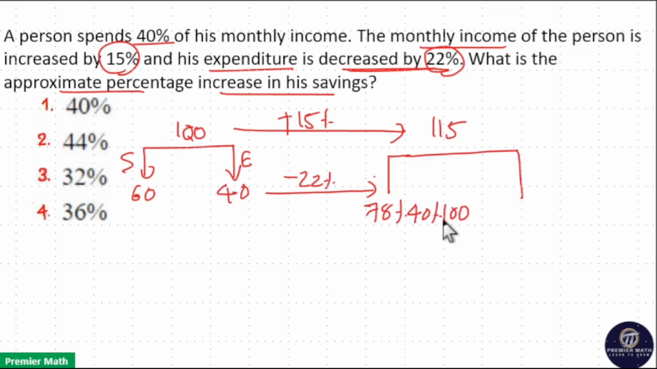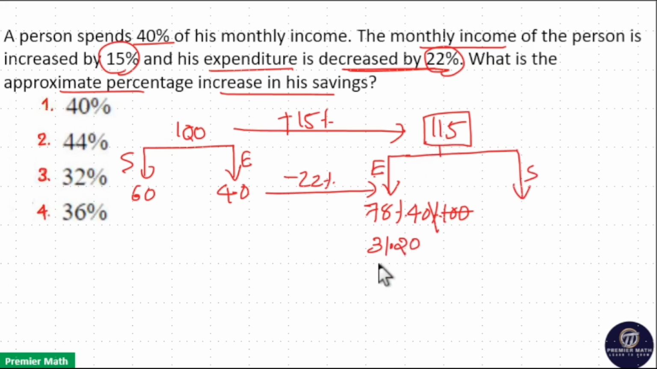which is equal to, double zero cancel. 4 into 8 is 32. 4 into 7 is 28. 28 plus 3 is equal to 31. So here there is a decimal, so 31.2 rupees. So new expenditure is equal to 31.2 rupees out of this 115 rupees income. Now remaining is his savings, which is 115 minus 31.2 rupees.